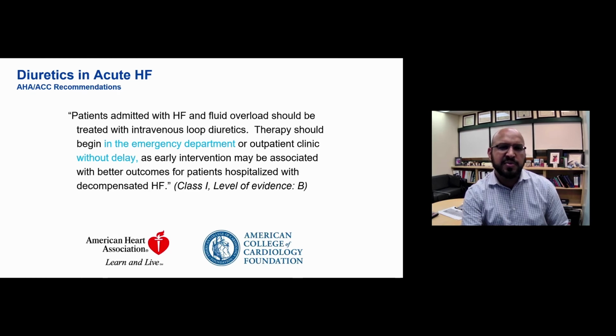And so patients admitted with heart failure and fluid overload should be treated with intravenous loop diuretics. Therapy should begin in the emergency department or outpatient clinic without delay, as early intervention may be associated with better outcomes for patients hospitalized with decompensated heart failure. And this is a recommendation from the AHA and the ACC.